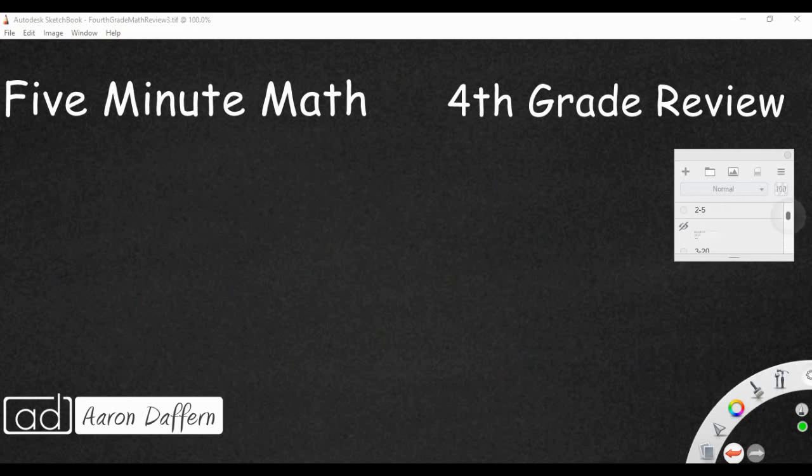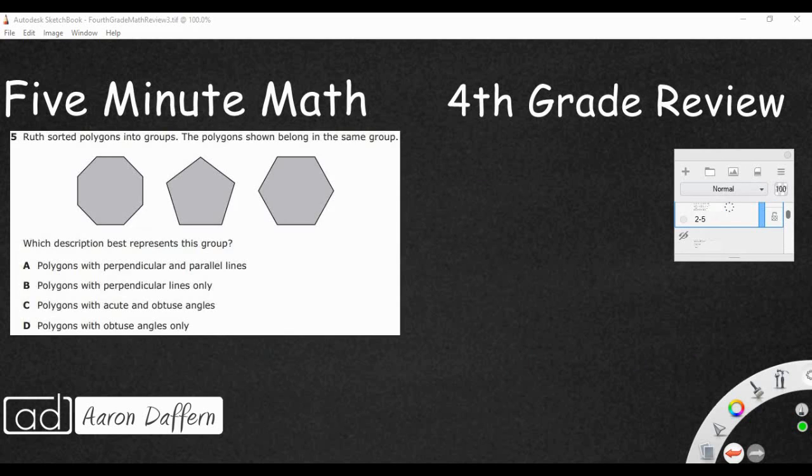Number 2, we're going to be looking at some polygons. Remember, polygons are any shapes that are closed and straight. No curves, no arcs, nothing. So these three are polygons. Now, if we wanted to name them, we could. We can name them based on their sides. So this is an 8-sided shape, so that's an octagon. That's a 5-sided shape, so that's a pentagon. And this is a 6-sided shape, so that's a hexagon.